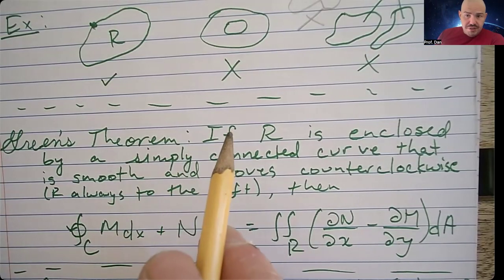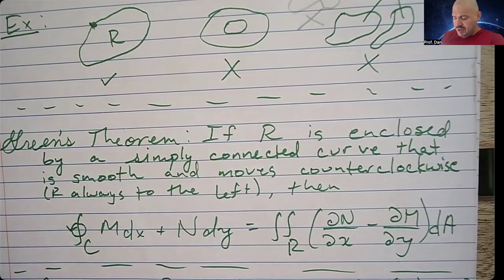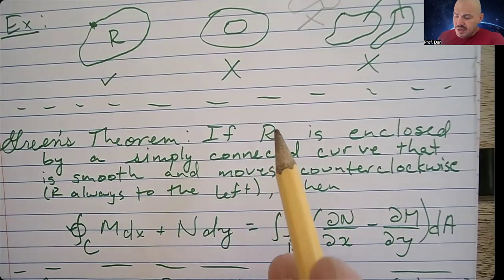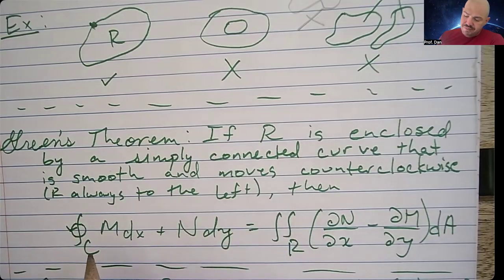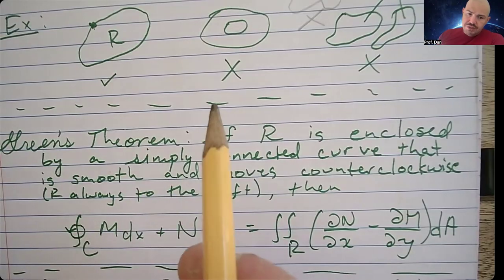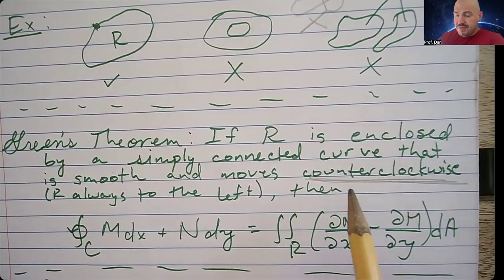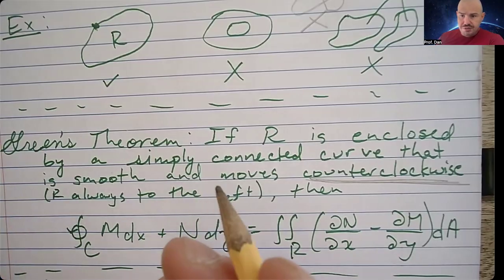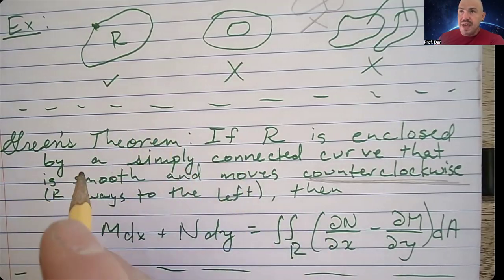The thing is, there are conditions to this. We can't do this every time that we see simply connected curves. So that is one of the conditions, simply connected curve. But in addition to that, the path that we take for a line integral should be moving in a counterclockwise direction. That's pivotal to this because there's an assumption in Green's theorem that R, the region that you're integrating over for the double integral, is always to the left of the path C.